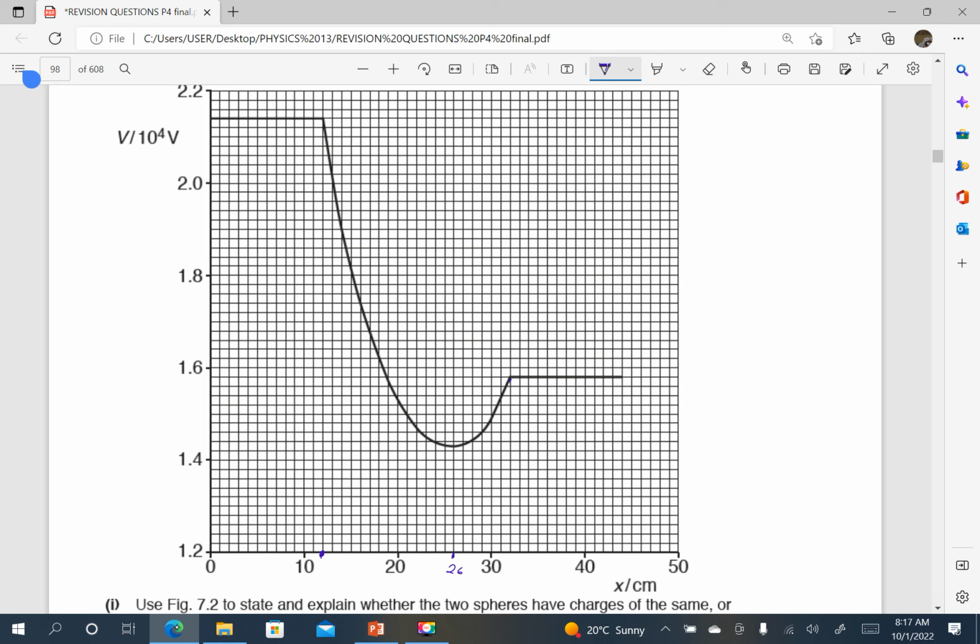So the other one, we can even predict the radius of the other sphere. It is between this point and this point here. This is 41, 2, 3, 4, 44. And this is 32. 44 minus 32, it is still 12.